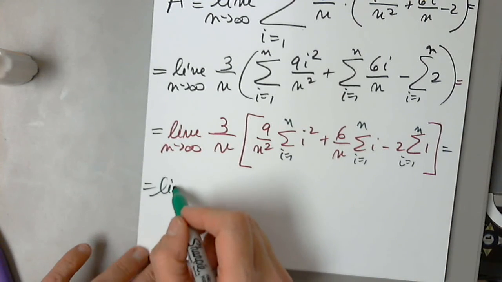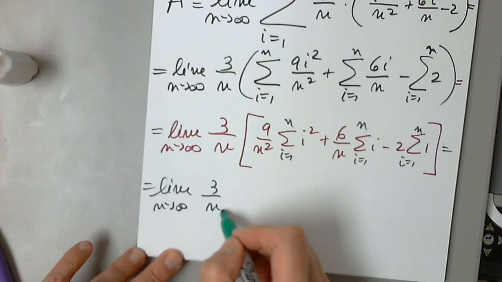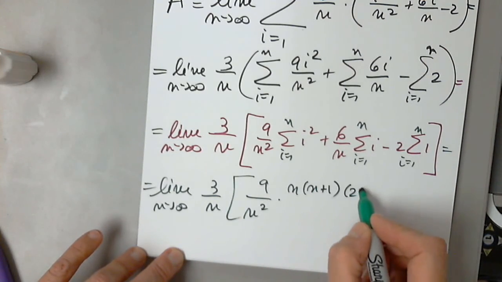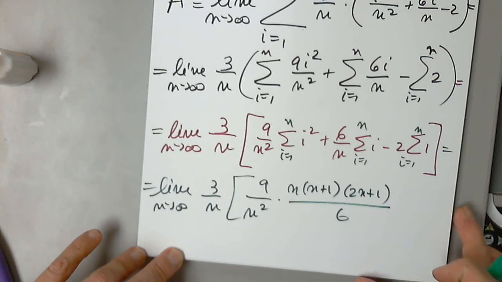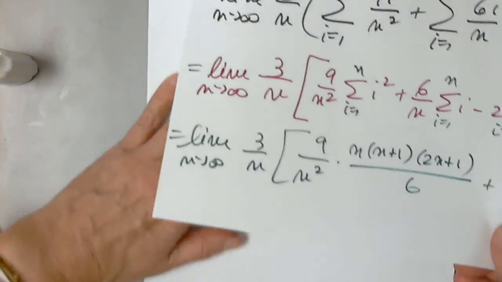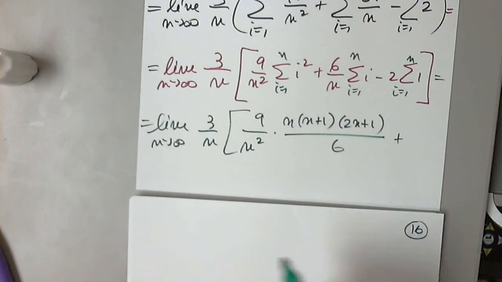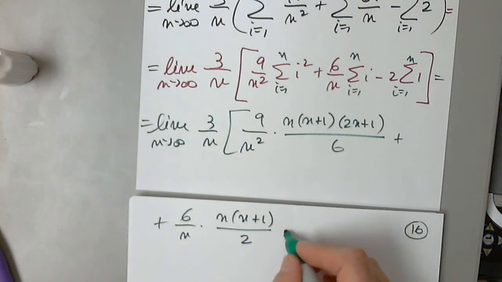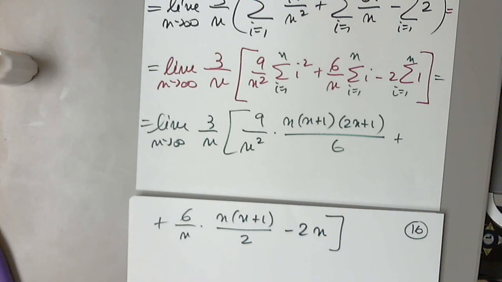Okay, so limit as n approaches infinity, 3 over n, 9 over n squared, n plus 1, 2n plus 1 divided by 6, plus 6 over n, n plus 1 divided by 2, minus 2n. Okay, so we eliminated all the summation notations. We replaced them with the identities. And now I'm looking for the least common denominator.